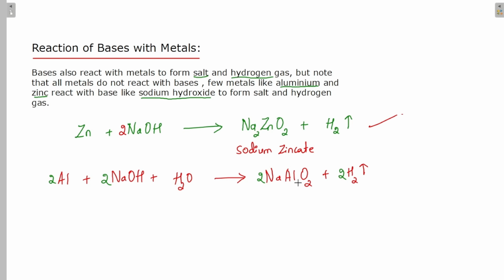The number of oxygen atoms is 4. Here there are only 3 oxygen atoms. So I will write here 2. Now the oxygen atoms are also balanced, but the hydrogen atoms still need to be balanced. Here there are 6 hydrogen atoms. Here there are only 4 hydrogen atoms. So how can we make it 6? Just by writing here 3. Now this equation is balanced. It is important to note down this equation as it is particularly mentioned in your syllabus. It is for your information purpose. Yes, this is sodium aluminate. This is how bases react with metals.